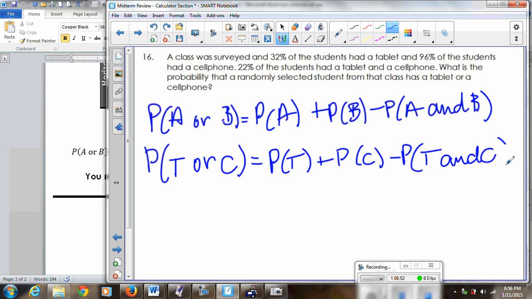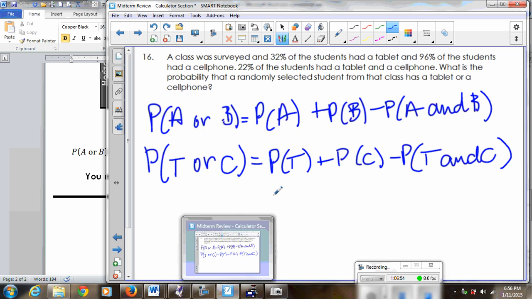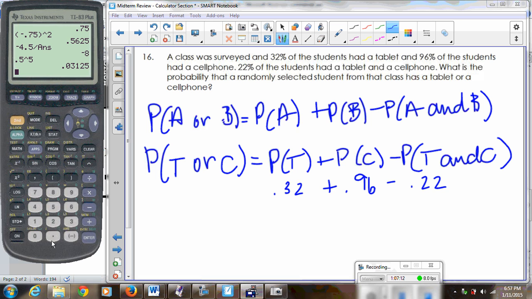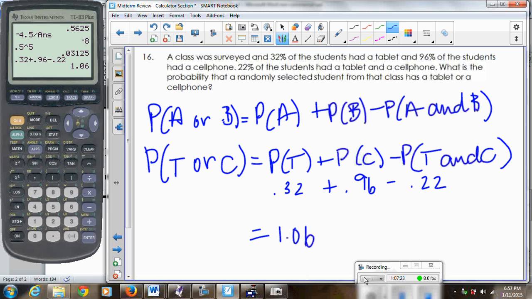And all of that information is given to you in the problem. So the probability of a tablet is 32%. You do need to remember that with probability, the percents, you want to change them to a decimal. So it's going to be 32% plus we have the 96% of students that have a cell phone, and then we want to subtract away the overlap. And so if I do this on my calculator, 0.32 plus 0.96 minus 0.22 is 1.06, and that's impossible.